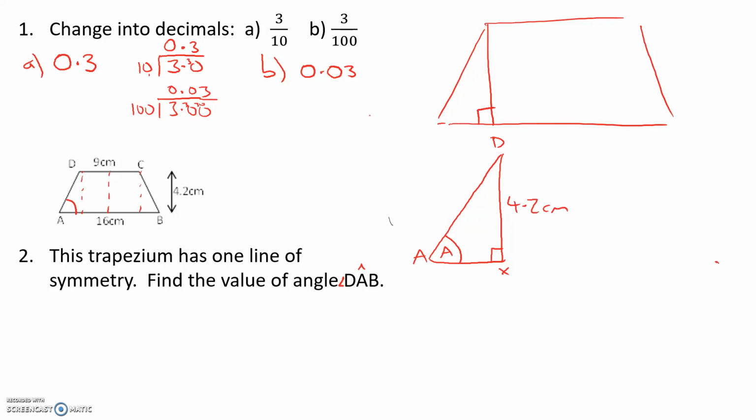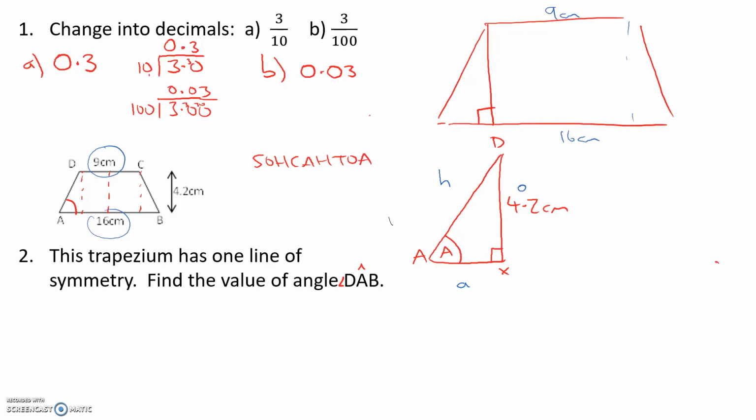But if we're going to use trigonometry, if we're going to use SOHCAHTOA, and we want to find an angle, we need to know two other sides, and we don't. So we don't know the hypotenuse, which is here, and we don't know the adjacent, which is here. We do know the opposite, which is here. So we better try and work out either the hypotenuse or the adjacent. And how can we do that? Well, we know this is 9 centimeters. And we know this is 16 centimeters.